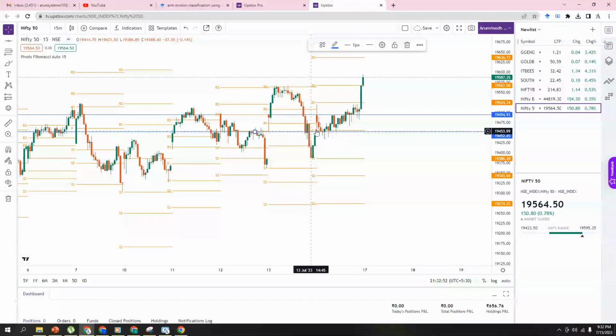So if you want safe trading, if you want to fix a safe target, just stick to the first target. Let's say this is the ORB high and it breaks out. Immediately you have to fix this as the target.